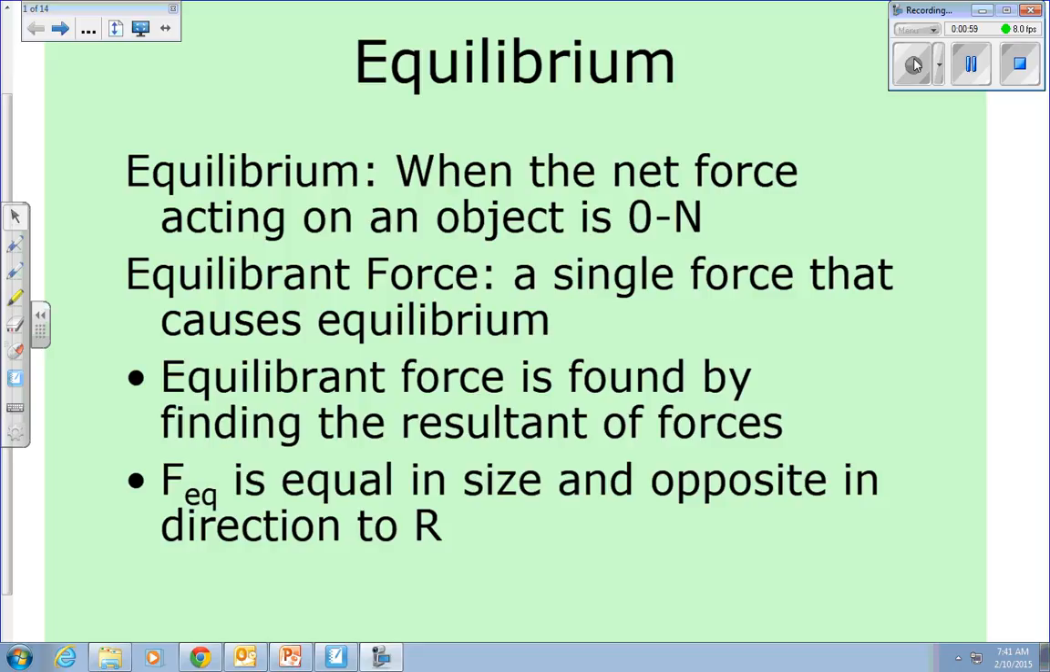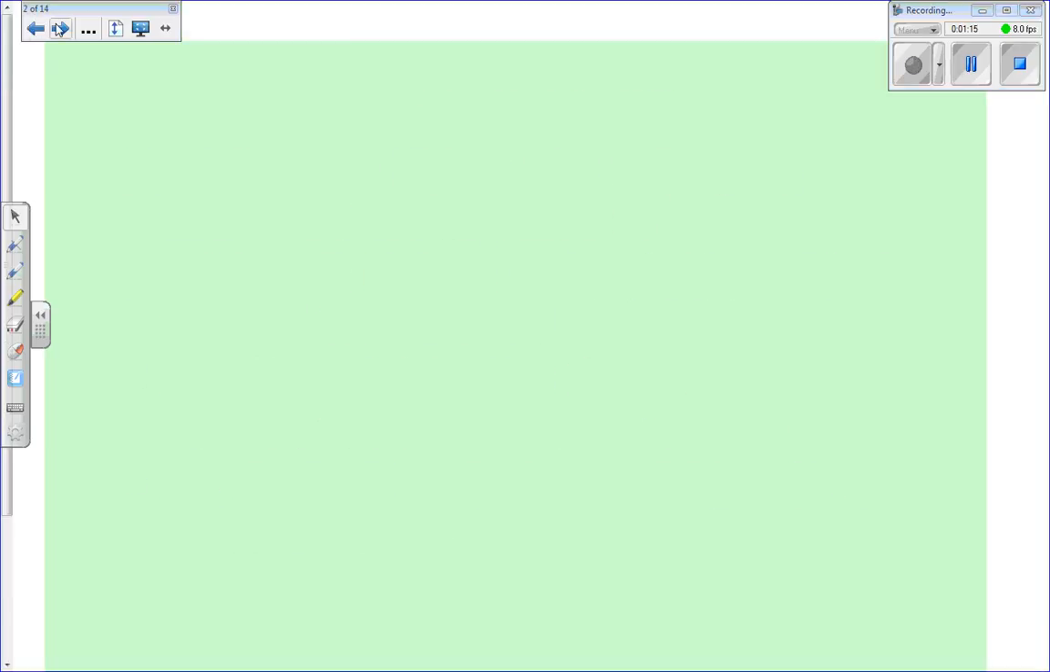Opposite in direction, again, you would either add 180 degrees to it if it's between 0 degrees and 180 degrees, or you would subtract 180 degrees from it if it's between 180 degrees and 360 degrees.